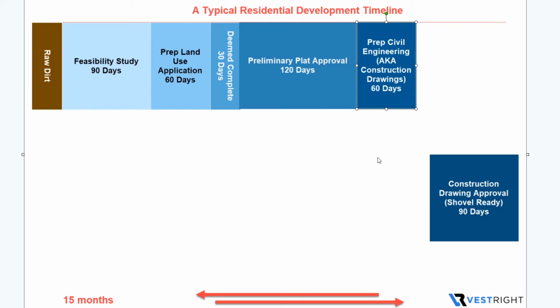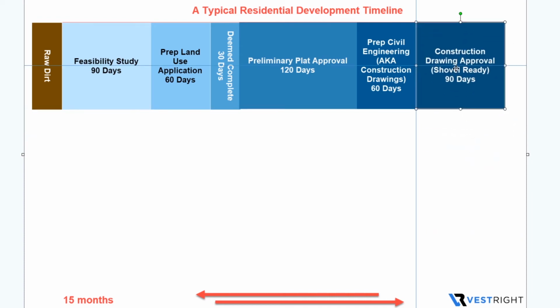And those construction drawings typically will take anywhere from 30 to 90 days. And so we'll just call it 60 days here in this example. And it is just another step that the developer has to take. Once he gets his preliminary plat approval, he will then have his engineers start to prepare the civil engineering. And once they get done preparing that, they then submit that again to the same jurisdiction for review and eventual approval. And this leads us to what is our final step, and that is this construction drawing approval.